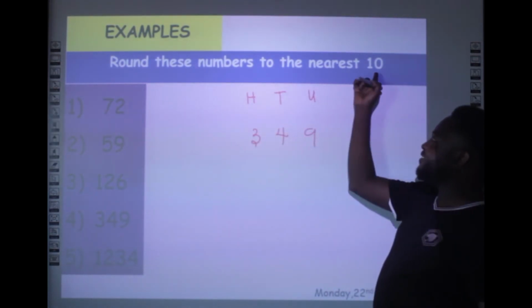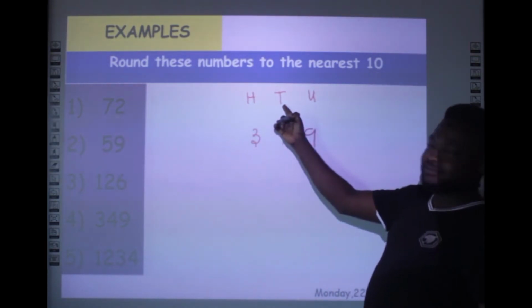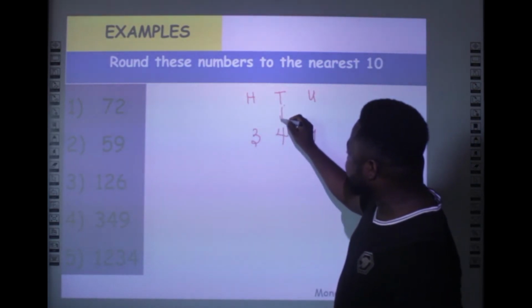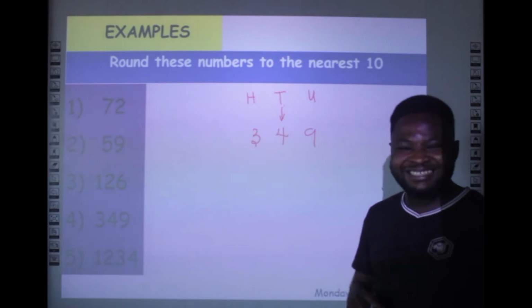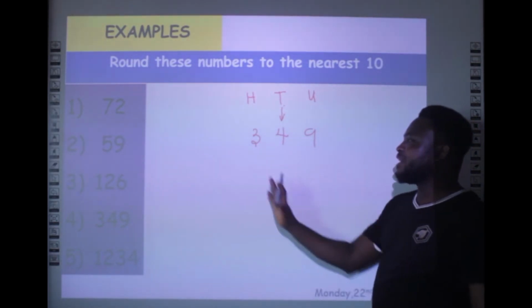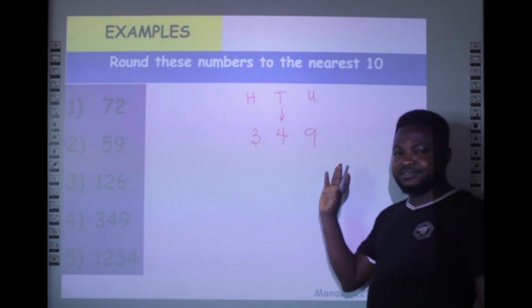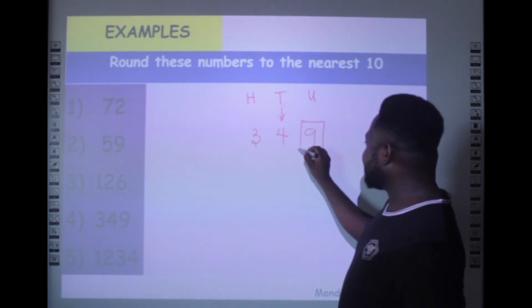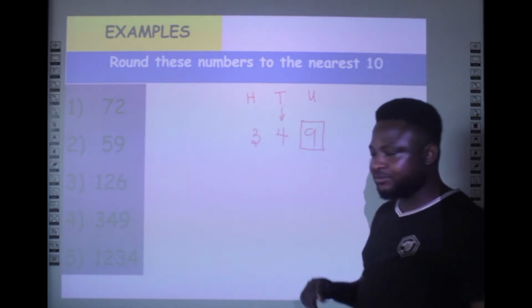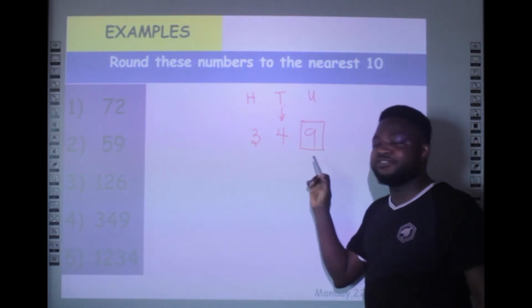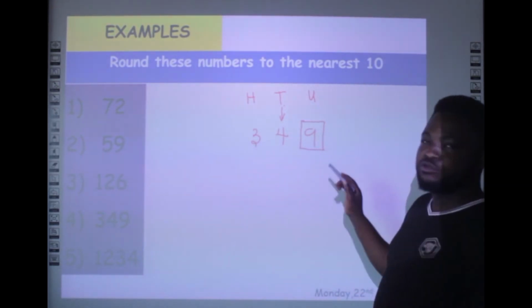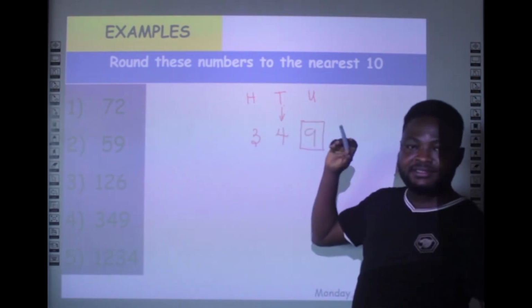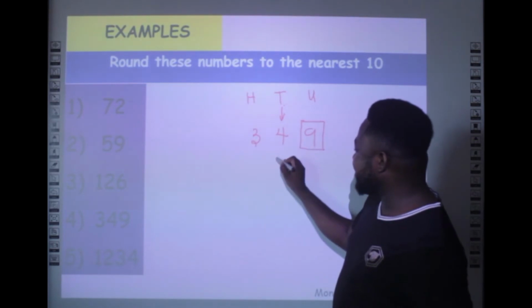Remember, to the nearest 10. This is 10, right? So that means any digit under T is going to be our target digits. Now look at the digits to the right of the target digits. The digit to the right of the target digits is what? 9. Now this 9 is up to 5. What are we going to do? That means we are going to add 1 to the what? To the target digits. Okay, so you add 1 to the target digits.